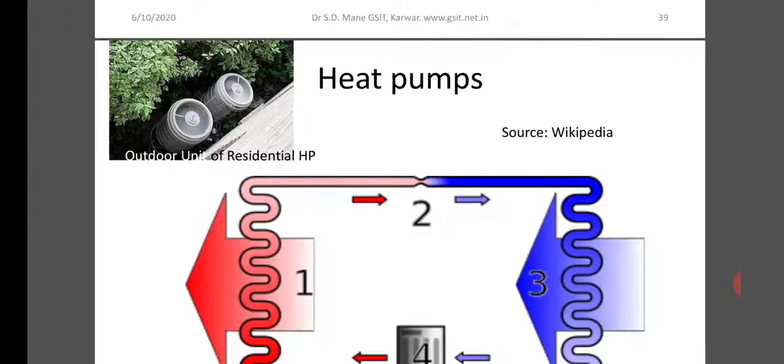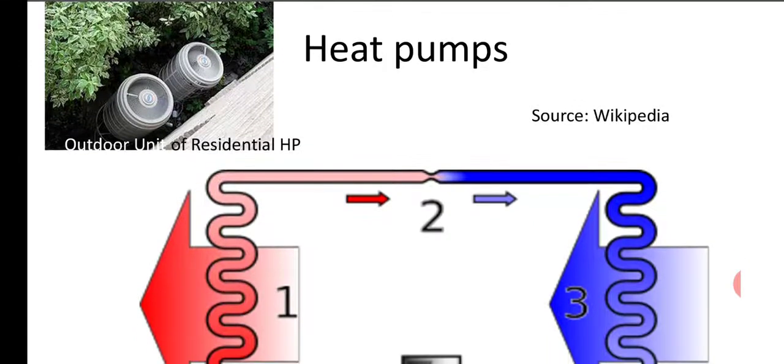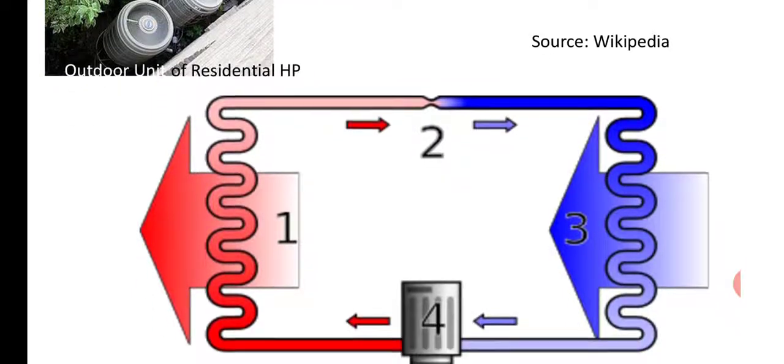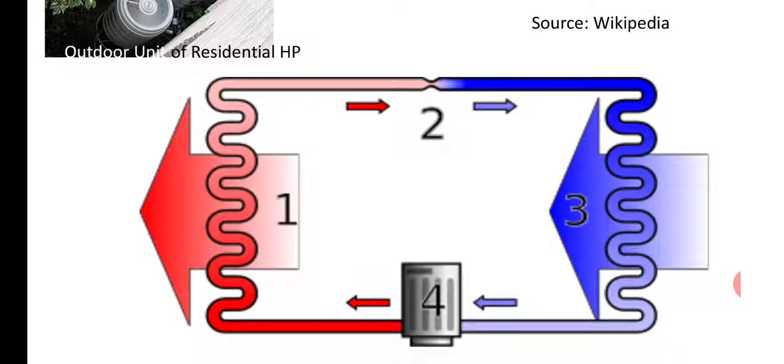I think some new topics I wanted to just discuss, like heat pumps. On the left side you can see the outdoor unit of a residential heat pump, not commonly used in India, but in cold countries it is extensively used. It is very simple, like your AC, you have an indoor unit and an outdoor unit. If you bring the outdoor unit inside and keep the indoor unit outside, that becomes a heat pump. It means you require heat energy inside, and that is called a heat pump.